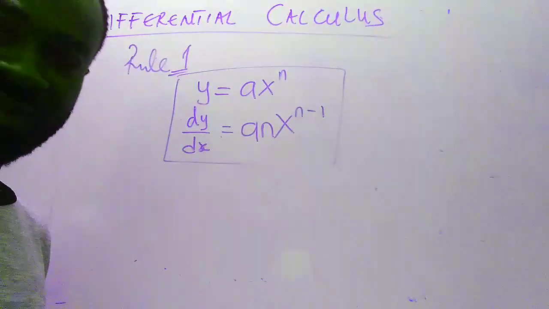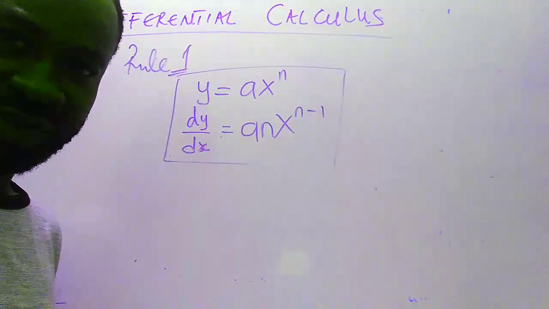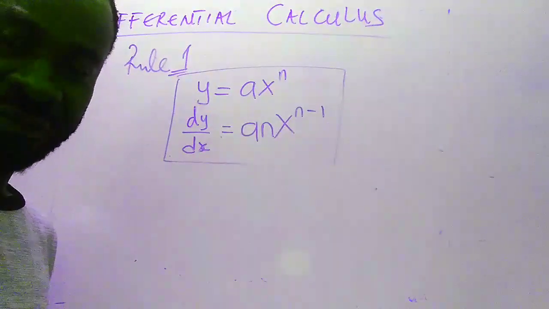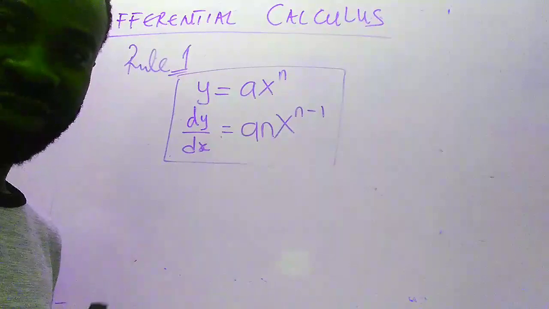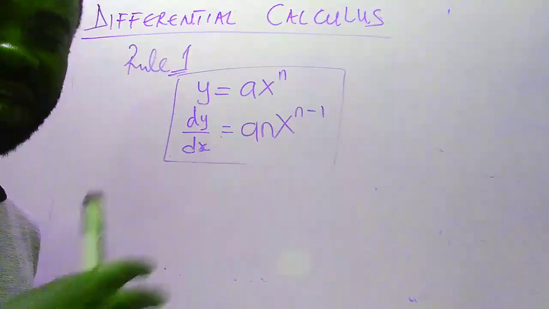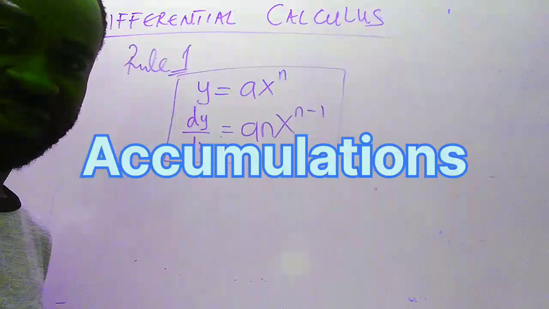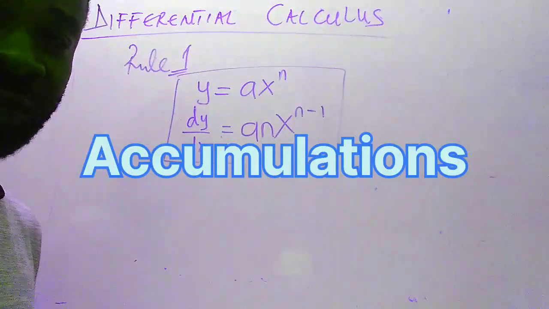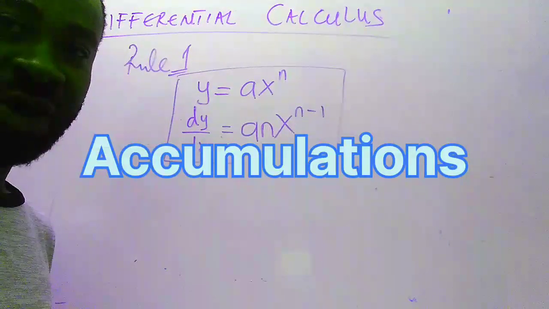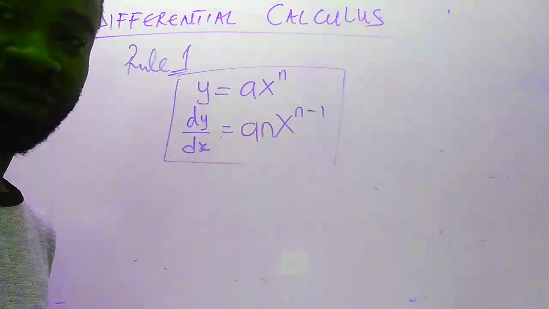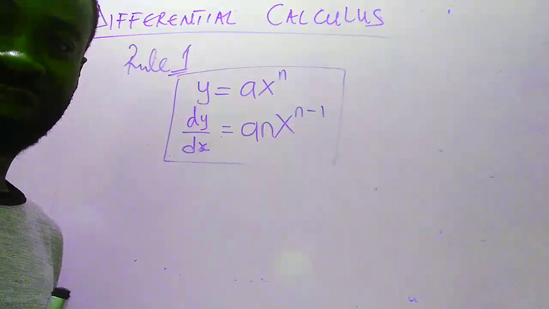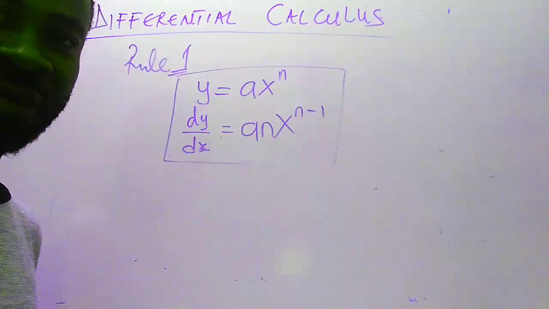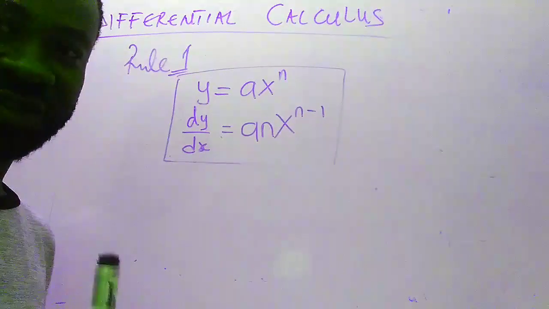Now, calculus is actually a branch of mathematics that deals with change. It tells us how a variable changes with respect to another variable, or how tiny things accumulate or sum up to give a large part. That is where we talk about the areas under a curve, and the slope or gradient of a straight line or of a curve. All these things are what calculus tries to help us define.